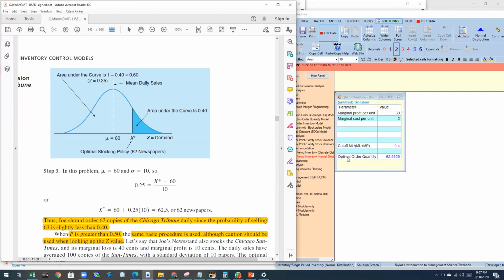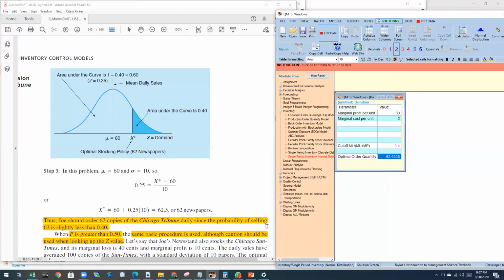So the optimal newspaper quantity to stock is 63. If Joe's newspaper stand stocks more than 62 newspapers, say 63, then there is a 40% probability that he will not be able to sell the 63rd paper. Okay, so the optimal stocking policy is 63 papers.